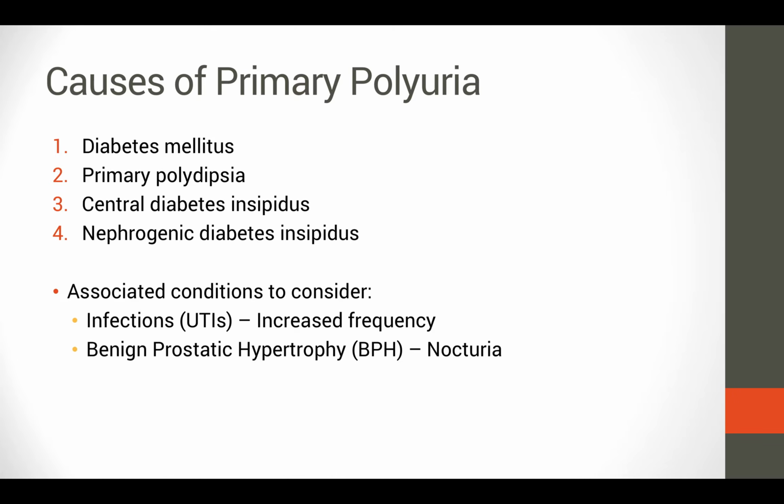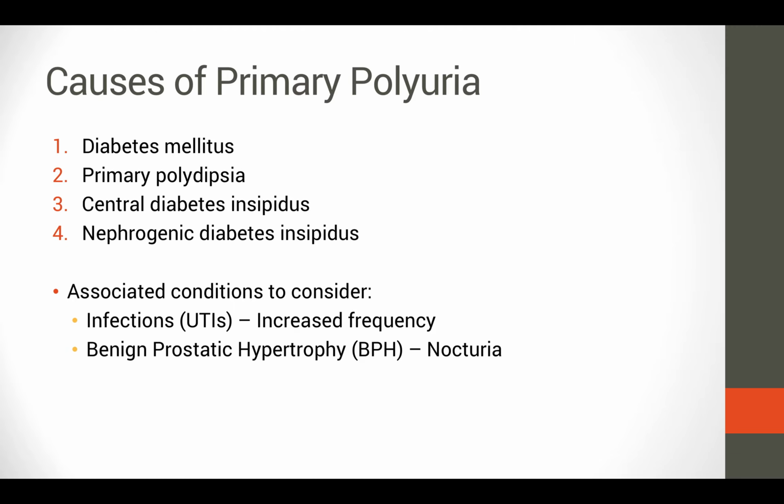Central diabetes insipidus and nephrogenic diabetes insipidus. These are both conditions associated with vasopressin or ADH, which stimulates the ability of the collecting duct to reabsorb water. So if you have an insensitivity to this, you have water remaining in the filtrate, ultimately creating a greater volume of urine in your bladder, which you would then need to void.